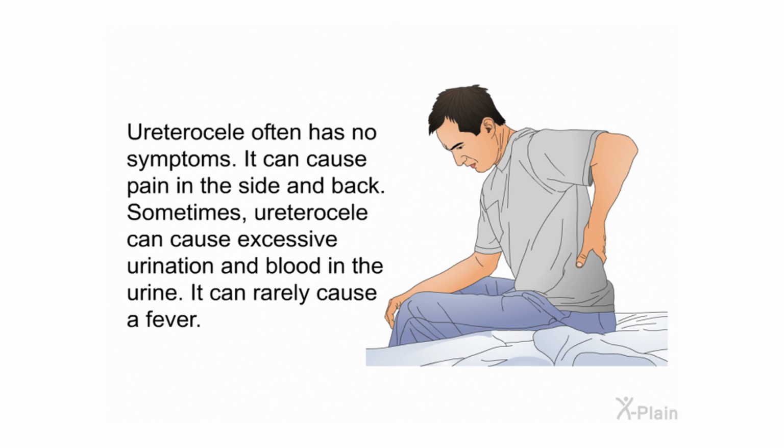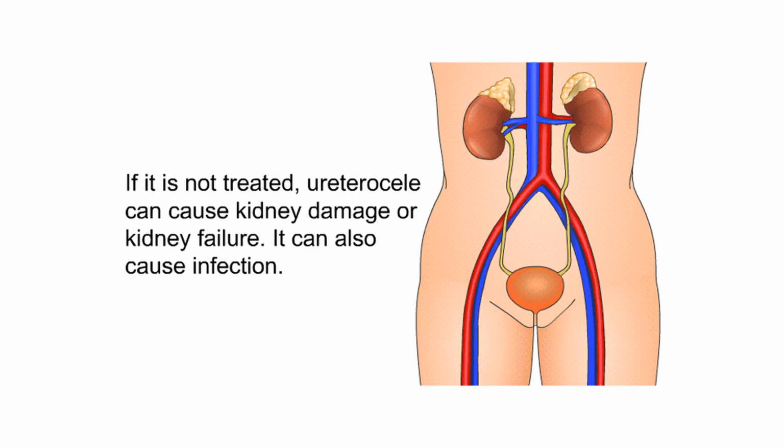Ureterocele often has no symptoms. It can cause pain in the side and back. Sometimes ureterocele can cause excessive urination and blood in the urine. It can rarely cause a fever. If it is not treated, ureterocele can cause kidney damage or kidney failure. It can also cause infection.